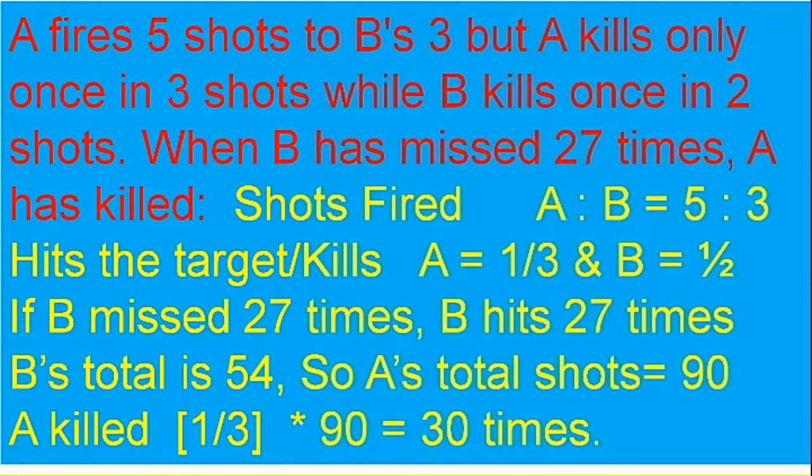So shots fired by A is to B is 5 is to 3. Hits or kills: A 1/3, B 1/2. B missed 27 times. That means B has hit 27, so the total is 54, which is 3 into 18. In the same way, A will be 90. So A killed 1/3 of 90, which is 30.